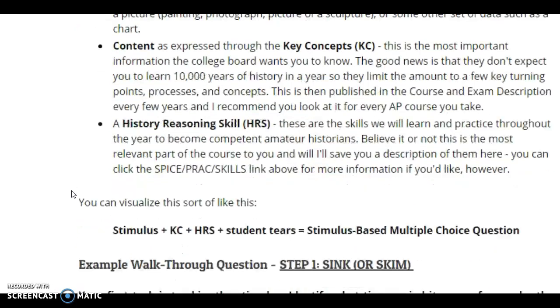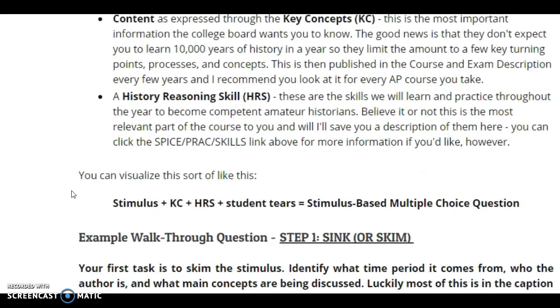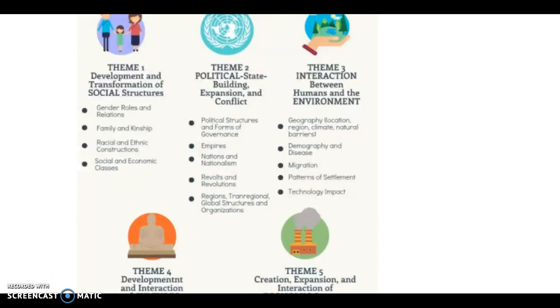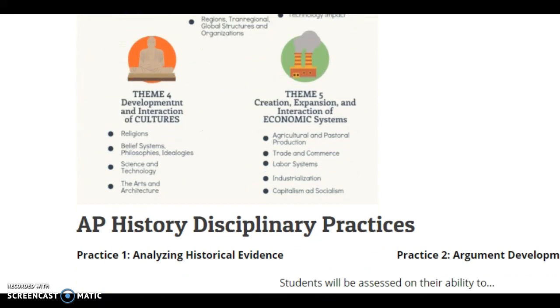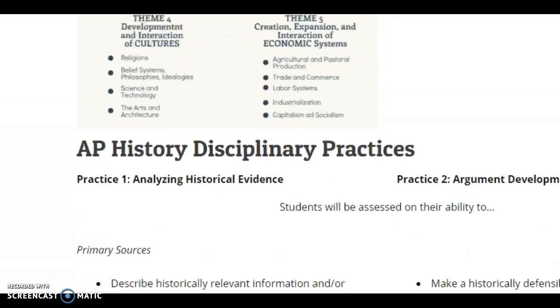And then there are some historical reasoning skills, and these are skills that we've started looking at in this class. They're skills that I talk about quite a bit in this class, and so all of the questions are going to be viewed through those history reasoning skills. Just to review, those are the themes, so that's our SPICE chart. So you can see the themes here. I'll scroll down a little bit. I'm not going to read through them. You can pause and look through them if you'd like, but we've talked about them a lot in class.